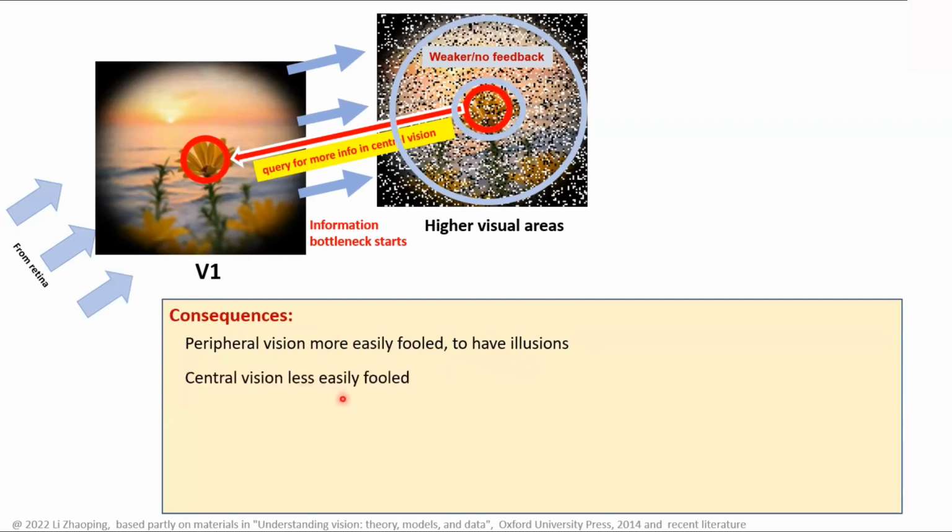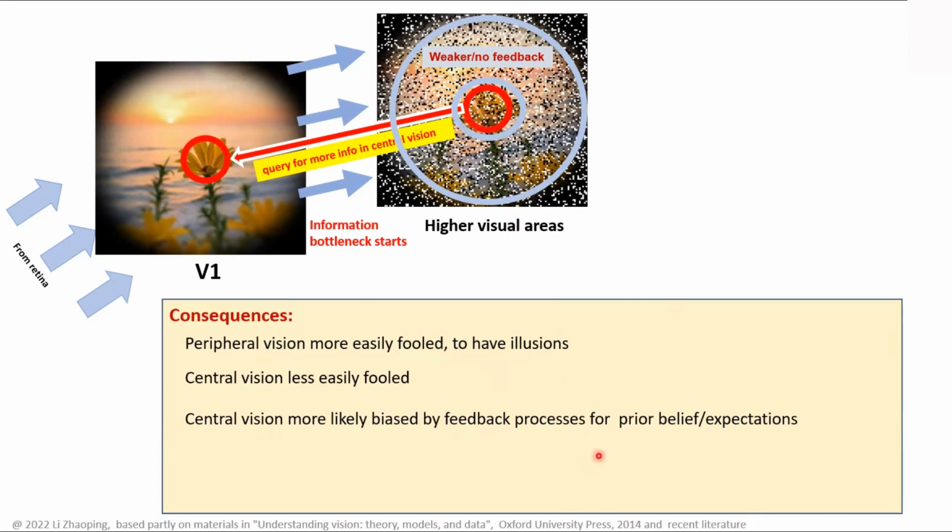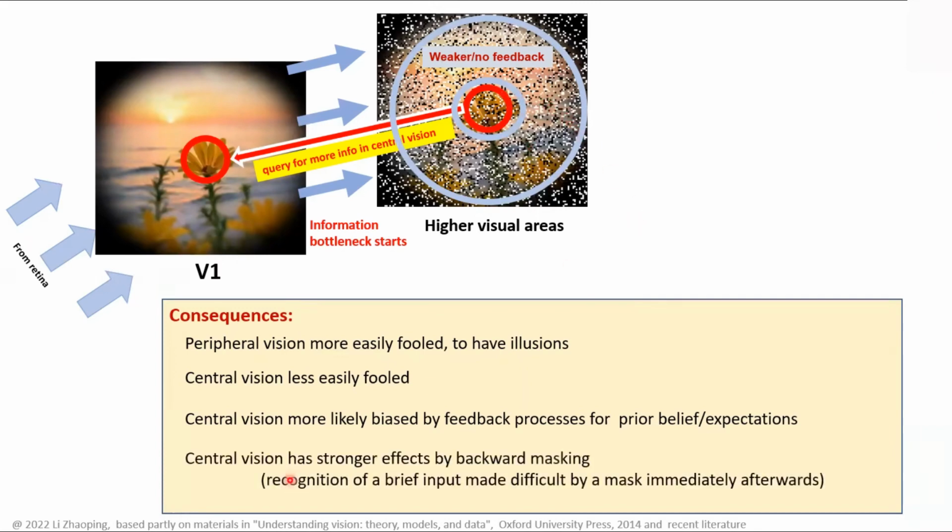And central vision is less easily fooled. Central vision is also more likely to be biased by the feedback process of prior belief, because you believe a leopard should look a certain way. So you can imagine central vision should have these kinds of symptoms. Do we see it? Let's see, okay? That's one way to falsify and test this hypothesis of the central-peripheral dichotomy.